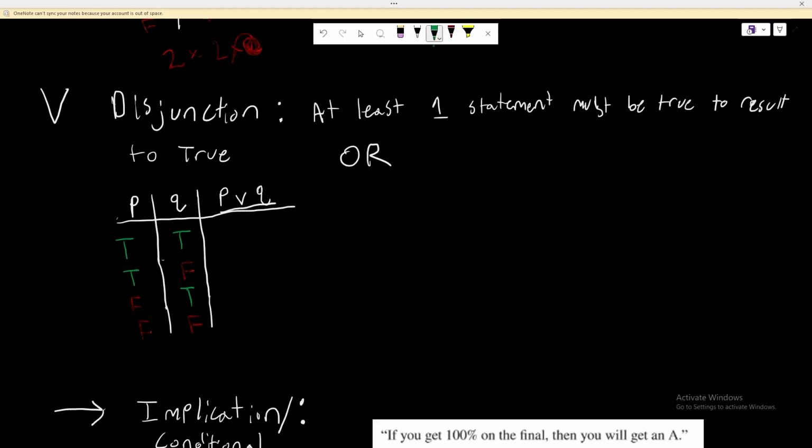So at least one has to be true. These are both true, so the result's true. And then here we have P is true and Q is false. Since we have one true, that would also result true. And then we have one true as well, where Q is true, which results in this whole statement being true. And then we have false, false. There's no true, so that will result to false. Let me change the color there to make it more obvious that it's resulting to false. Then this one's pretty simple.